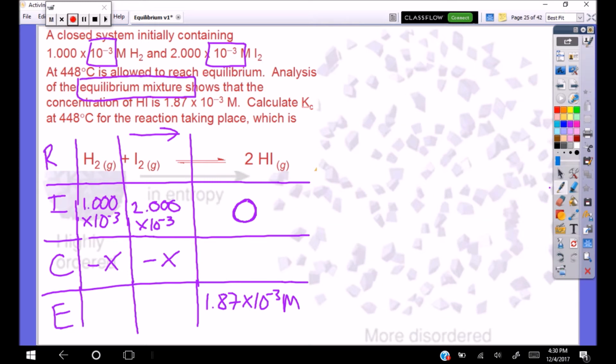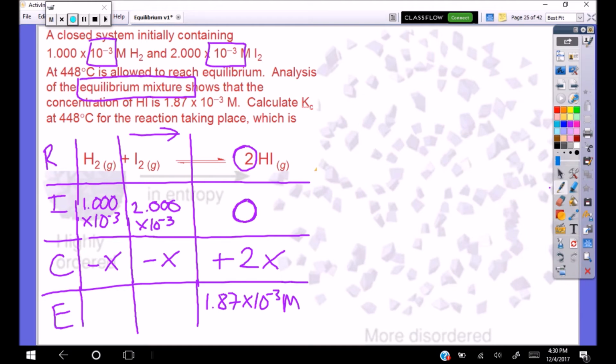All right, and then now on the product side. Now we lost 2 X's. We've got to get them back somewhere. Here we're going to make 2 times X. 2X is our change. And that matches up with our balanced equation here because we get 2 moles of HI.